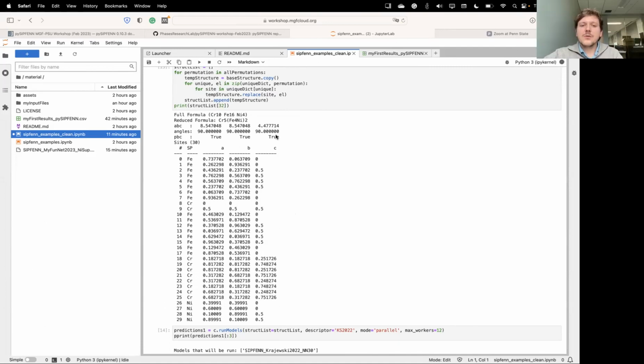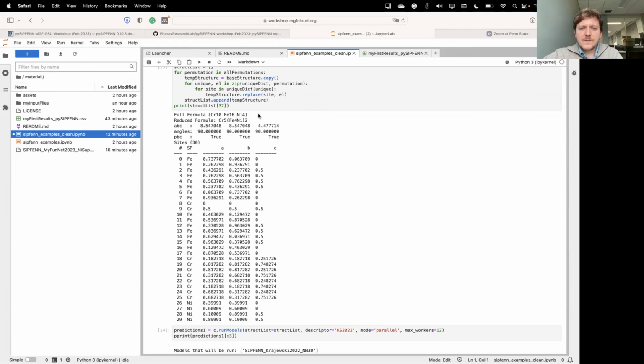Perfect. Also going back to Philippe's question, we are not only accepting postcard files, but also other formats like CIF files and others. Anything that PyMatGen can accept is also going to be accepted by PySIPFENN. You can also use Jarvis atoms with one additional function.